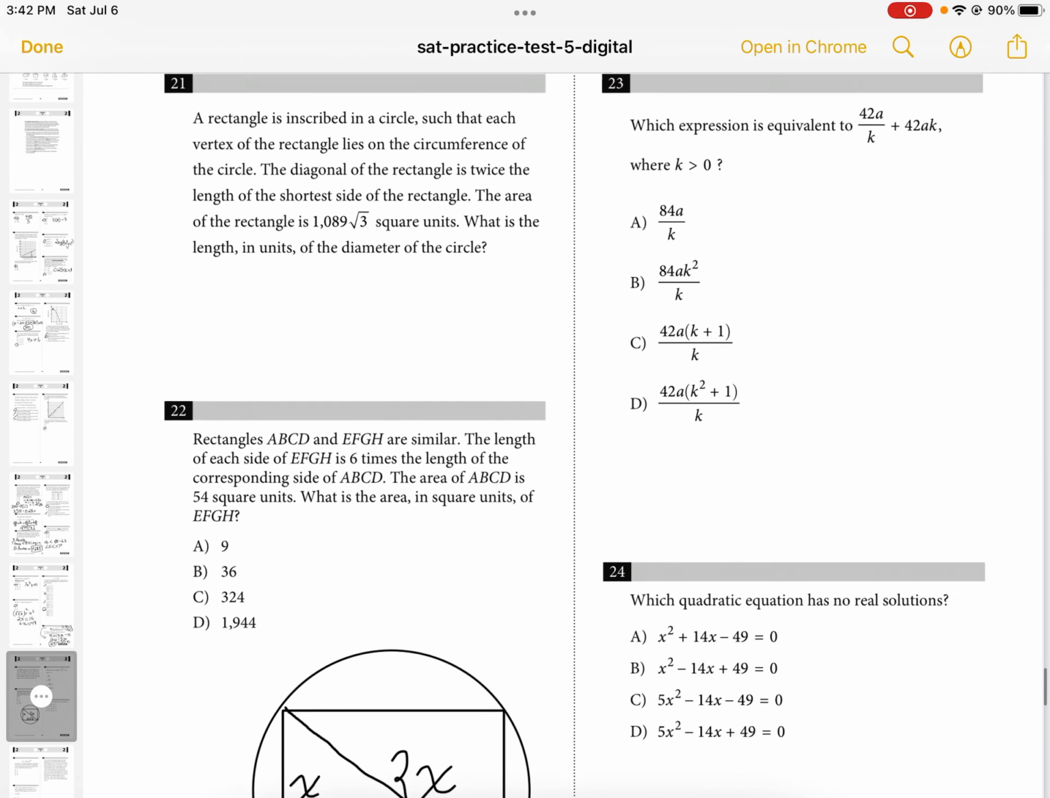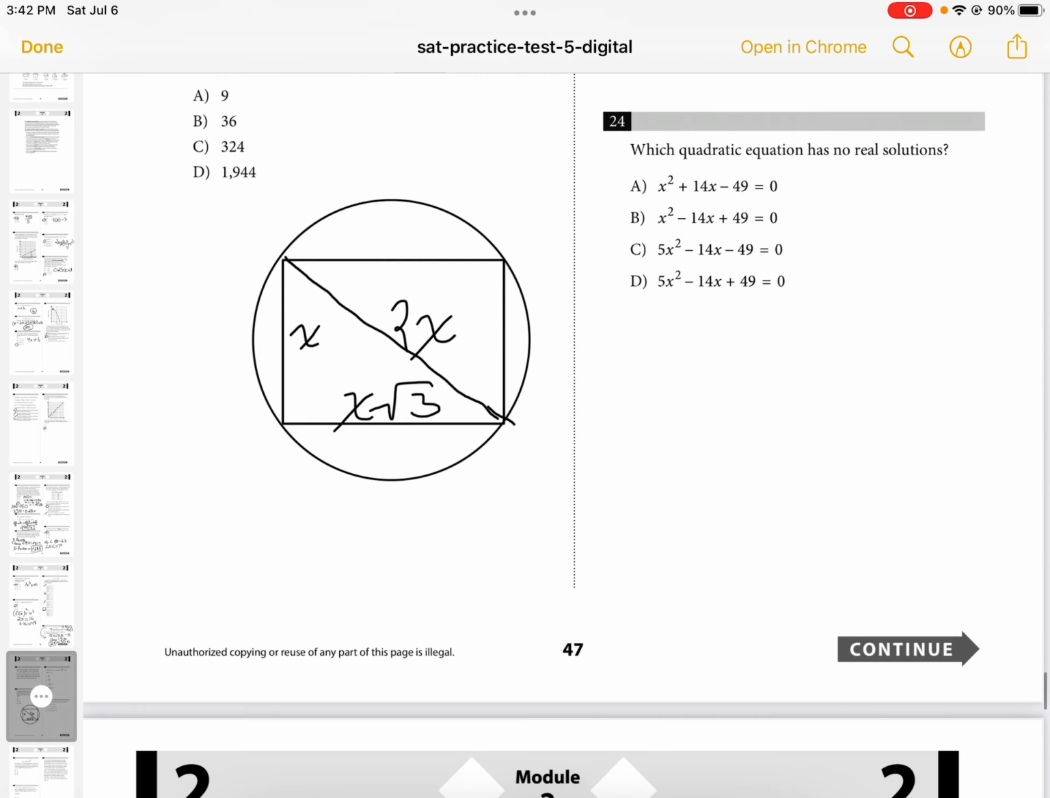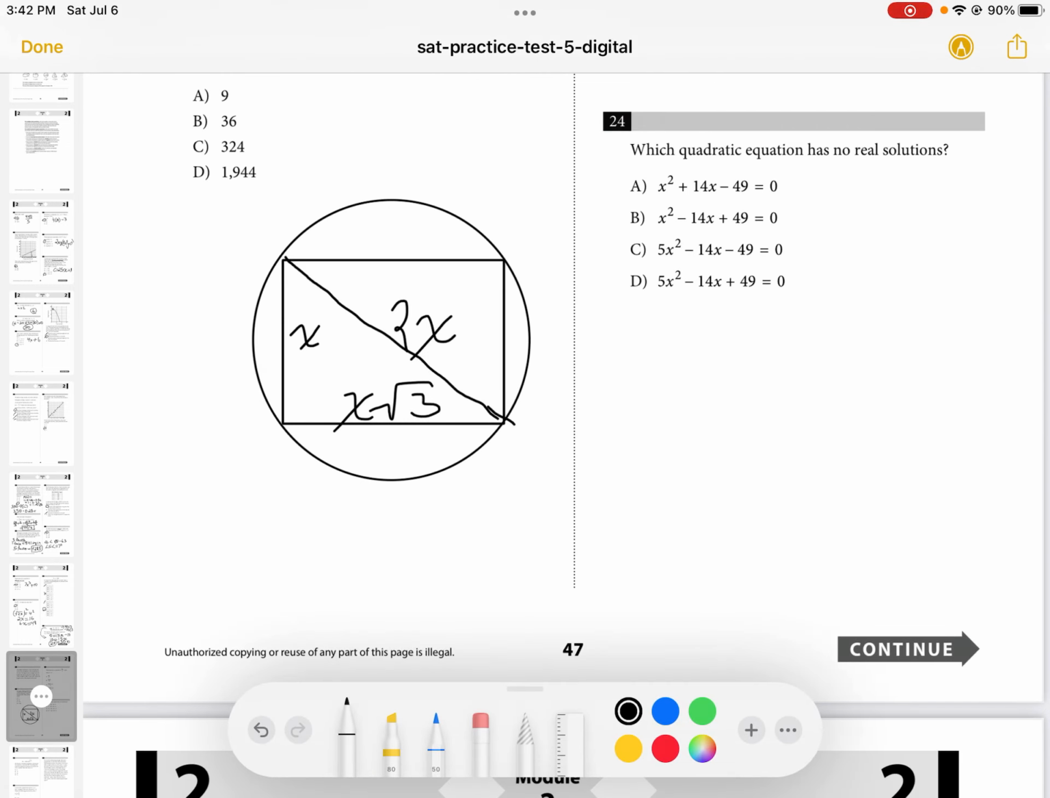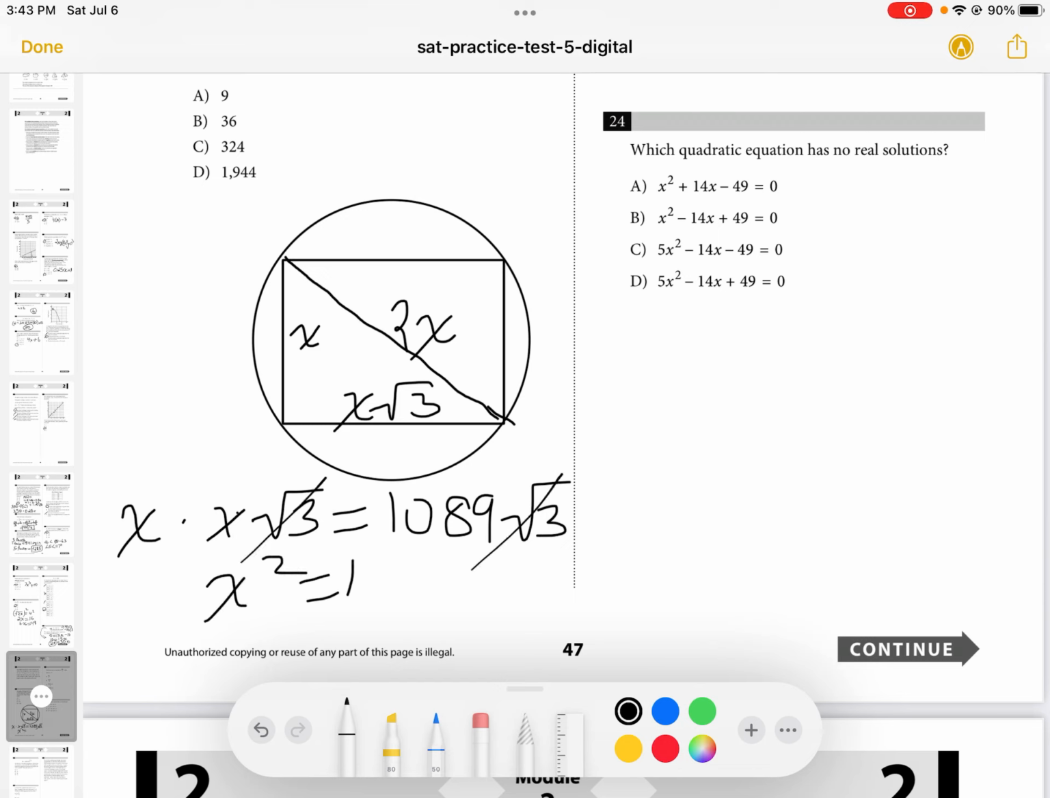And we know that the area of the rectangle is 1089 root 3 square units. Okay? So x times x root 3 is equal to 1089 root 3. If we divide both sides by root 3, we get x squared is equal to 1089. And in this case, the square root of 1089 is 33. So we know x is 33. So this is 33. This long diagonal is 66, and this side is 33 root 3.